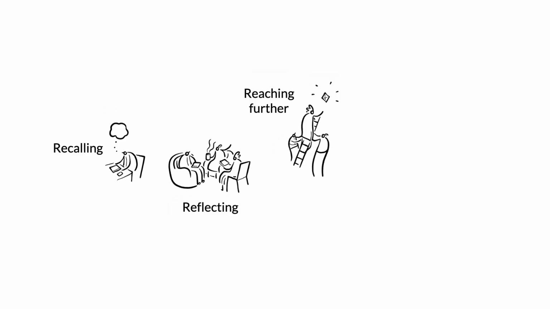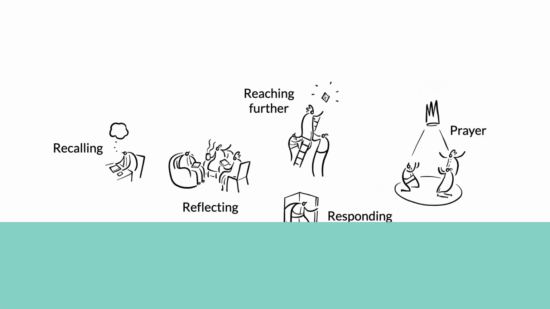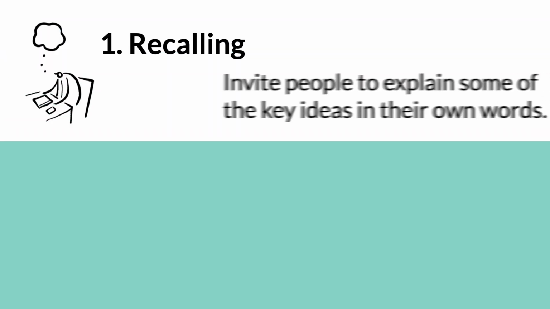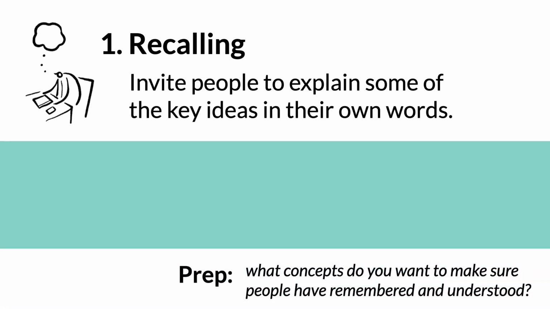Here's a simple session outline you can use or adapt for group sessions. Recalling, reflecting, reaching further, responding, and prayer. Let's have a look at that in a bit more detail. Firstly, recalling. This might be where you invite people to explain some of the key ideas in their own words. This will often lead to a good discussion on important truths that are valuable to explore. Have we all understood this concept and why this matters, for example? Your preparation might include thinking about what concepts you want to make sure people have remembered and understood.